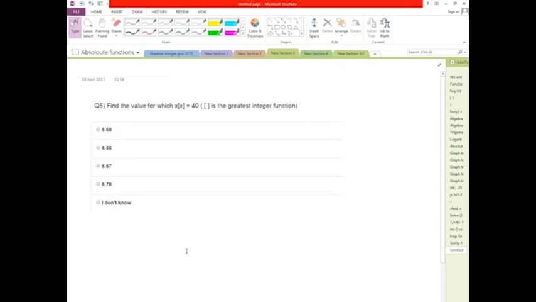Let's just solve one question on this. There are more on the portal, so you can do more over there. This is again a previous CAT question. Find the value for which x times greatest integer of x is equal to 40.